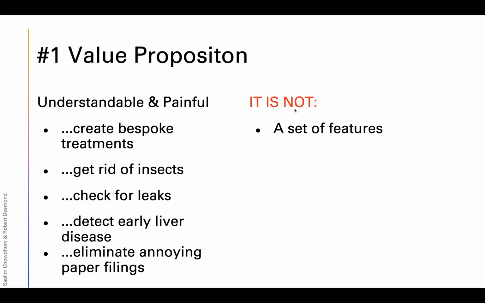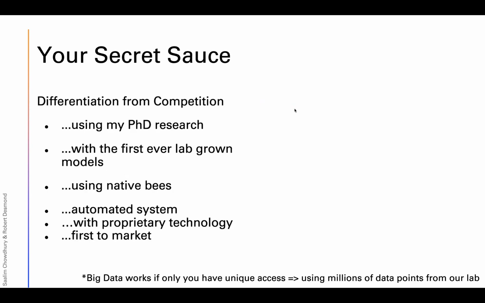I hope so. Okay, and the last one is your secret sauce. So you are all research, academic type people, I believe, in this group. So your secret sauce, the reason why you guys are special, is probably you're doing some PhD research. You might be the first ever lab that's done this. Some other examples that we've seen, using some examples from last batch: proprietary technology, using native bees. This was kind of fun. Automated systems, first to market. Does this make sense? This is your secret sauce. This is what makes you stand out from the next person.